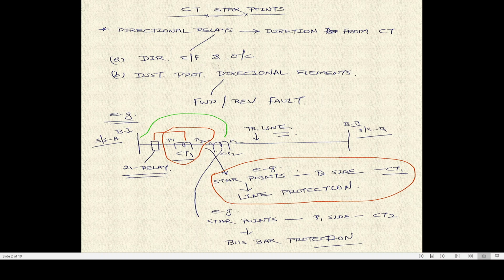So now the directional relays can be of two types, directional earth fault and directional overcurrent. But also remember, if you remember from the first session, in your distance protection, I have explained that there are four different zones: zone 1, zone 2, zone 3 and zone 4. Zone 1, zone 2, zone 3 are forward looking zones and zone 4 is the reverse looking zone. That means the importance of CT polarity and CT star points is very high in case of transmission line distance protection also.